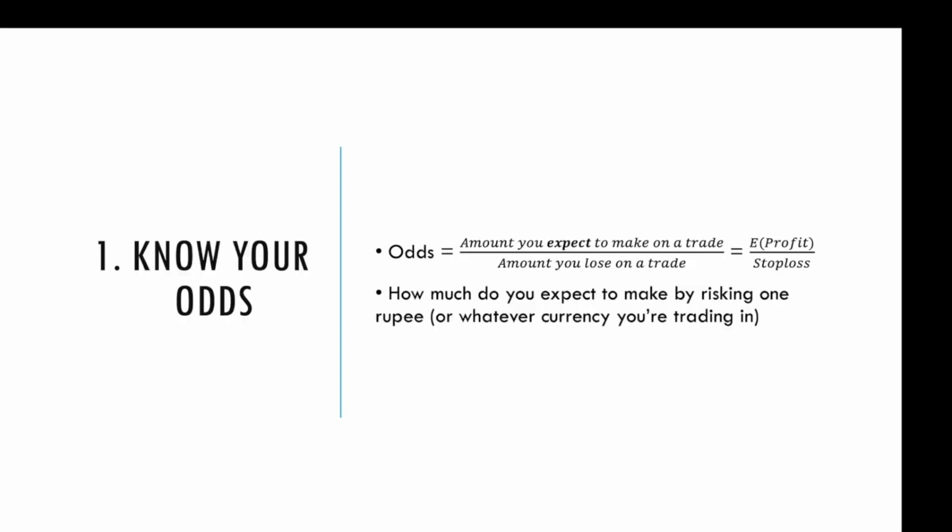So let's dive in. The first thing you need to know is your odds. Odds is simply how much you expect to make by risking 1 rupee or whatever currency you're trading in. The formula for calculating your odds is simply the amount you expect to make on a trade divided by the amount you expect to lose on a trade, which can be simplified to expected profit over stop loss.